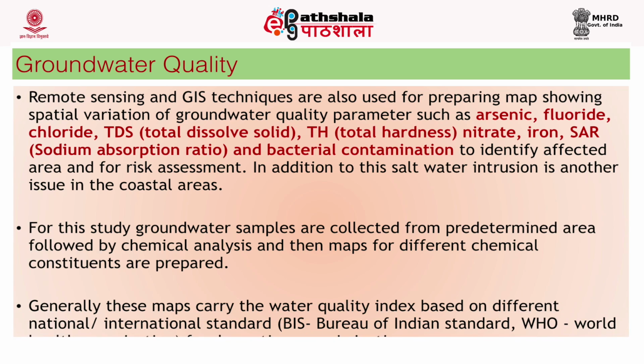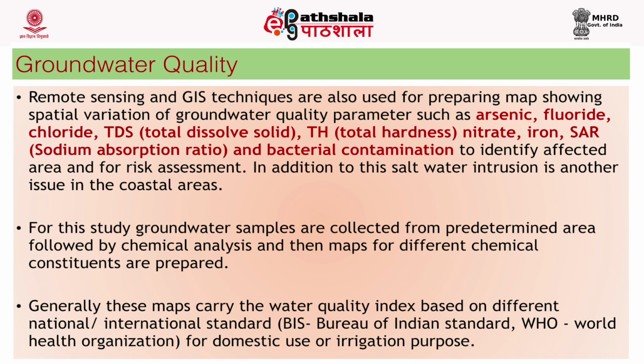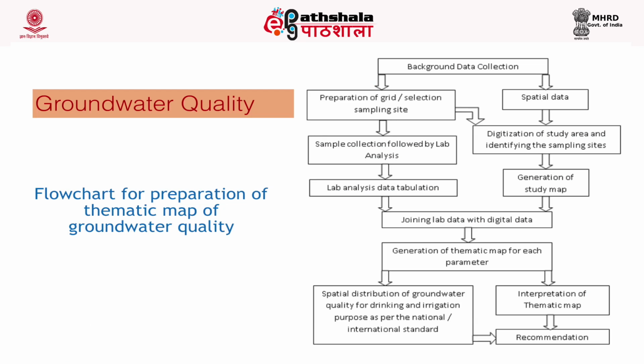For this study, groundwater samples are collected from a predetermined area, followed by chemical analysis, and then maps for different chemical constituents are prepared. Generally, these maps carry the water quality index based on the different national and international standards, such as BIS, Bureau of Indian Standards, WHO, that is World Health Organization, for domestic use or irrigation purpose. So here you can see the flowchart for preparation of thematic map of groundwater quality.